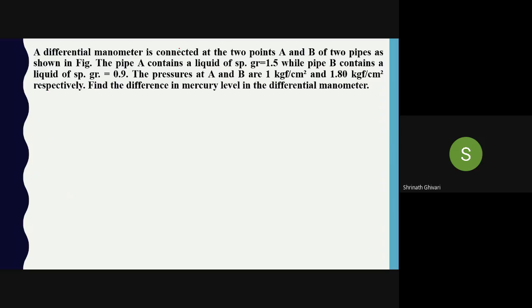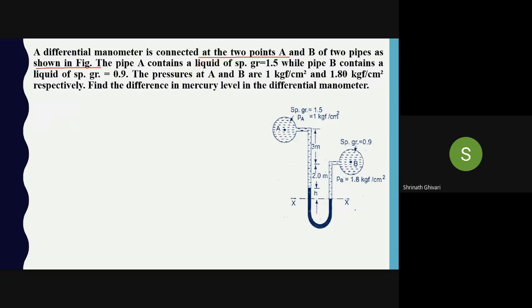The question is based on a differential manometer connected at 2 points A and B of 2 pipes, as shown in the figure. I'll show you the figure. Okay, so this is the figure. What does it say? A differential manometer. This is the differential manometer, which we have connected at the 2 points A and B of the 2 pipes. This is one pipe, this is one pipe.